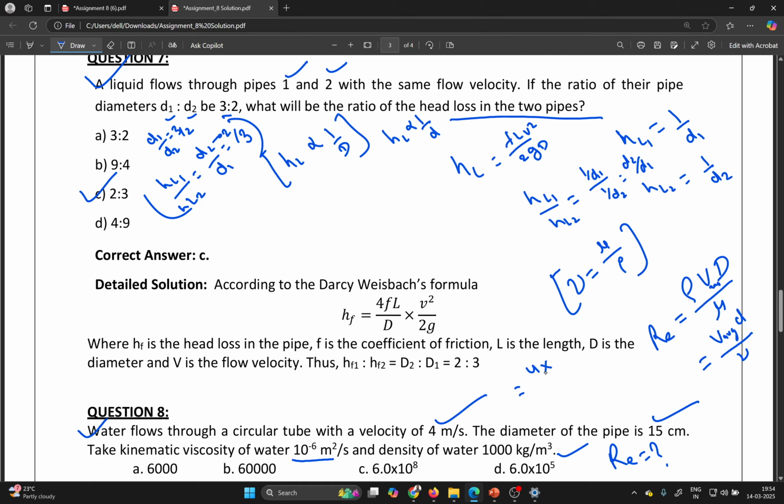So 4 into 15 centimeter, meaning 15 into 10 to the power minus 2 meter, divided by 10 to the power minus 6. So 60 into 10 to the power minus 2 into 10 to the power 6 means 6 into 10 to the power 5. That is option D. And if this is pipe flow and the value is greater than 2000, that means the flow is turbulent.